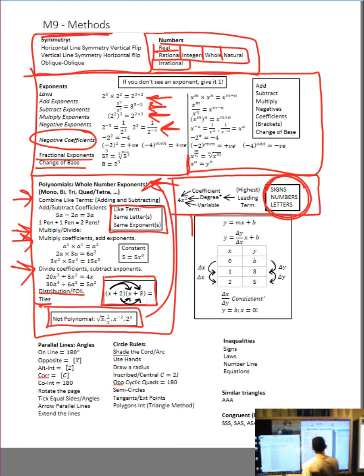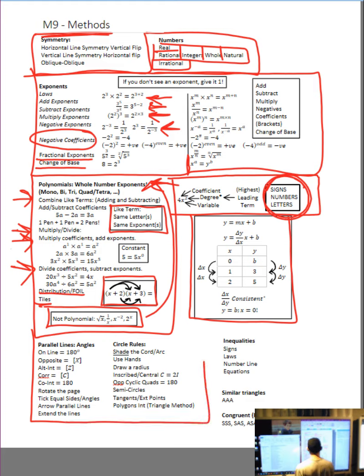Okay, off to the right, graphing. We're usually just going to graph with the table of values, and we're going to figure out what the equation is with logic. Down below on the left, we have our parallel line and our circle rules, each one of those rules listed very carefully with their individual video and their individual worksheet.